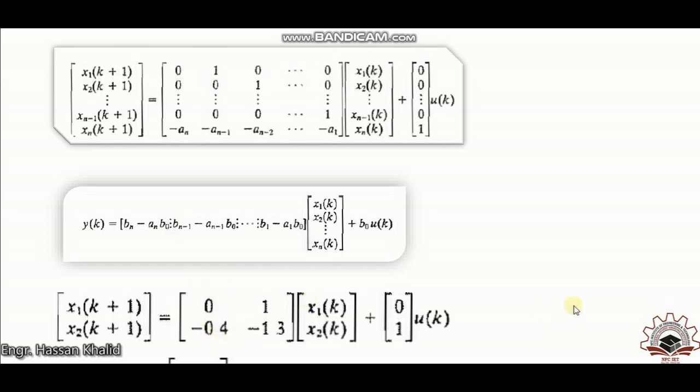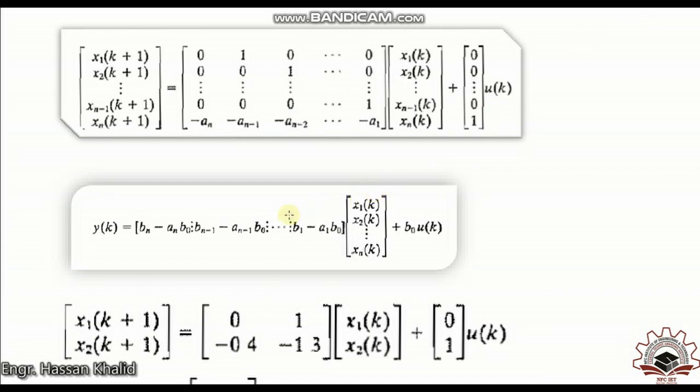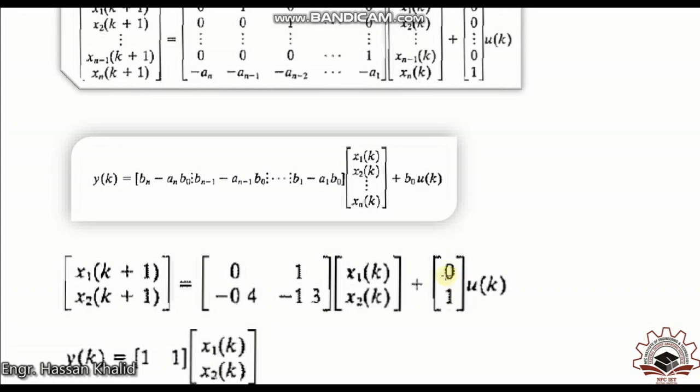Secondly, we will mention the value of a1. With the help of this general form, we can easily adjust the values of a1 and a2, which will be minus a1, which is minus 1.3, and minus a2, that will be minus 0.4, while the rest will follow the conventional way. 0 and 1 are the unit vector, which is telling us that the system has only one input.